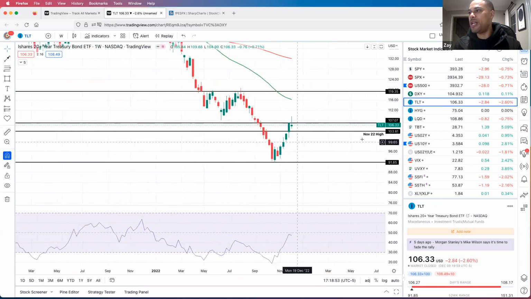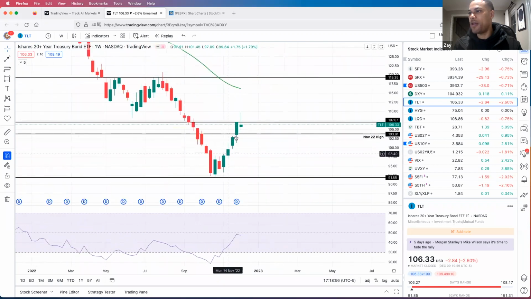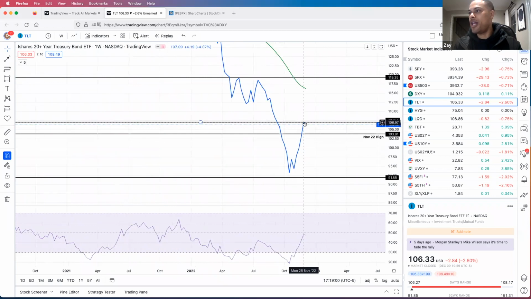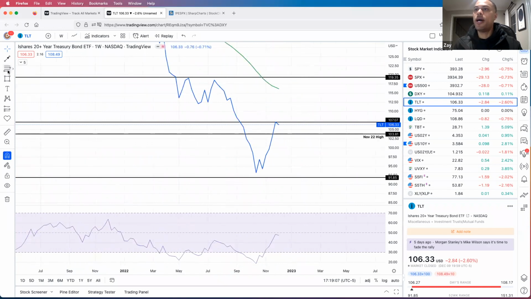Absolutely. And we have plenty of gaps, right? From a weekly perspective, we got plenty of gaps here. When you change it to a line chart, you can see what a hell of a run, right? And now we're on a little bit of a pullback, and technically you would think that you would pull back here, but let's go see.